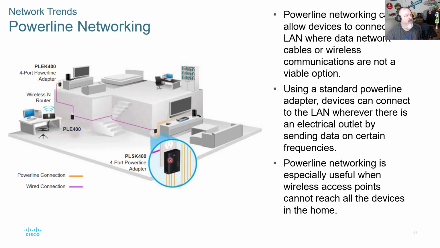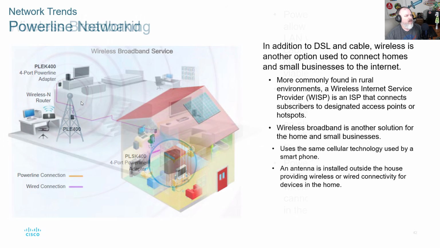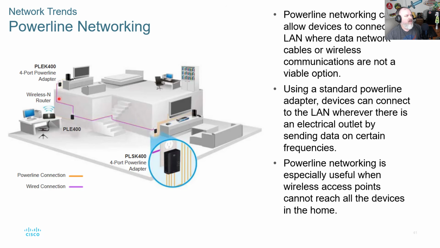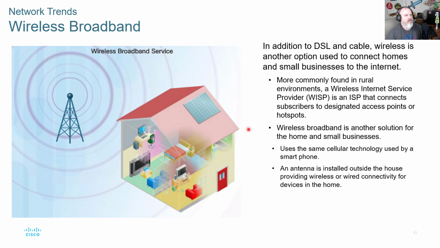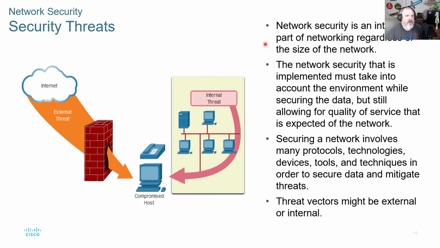So the power line connection, you can put an adapter in, and then it can... Yep, I went ahead again. And so you can have your wireless router connect in, and then it sends it to a repeater somewhere else in the house. So those are available. You have wireless broadband. That's in addition to DSL and cable. Wireless is another option. So, security threats. Network security is an integral part of networking regardless of the size of the network.